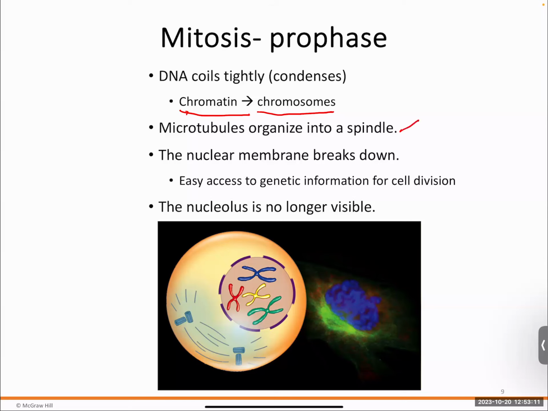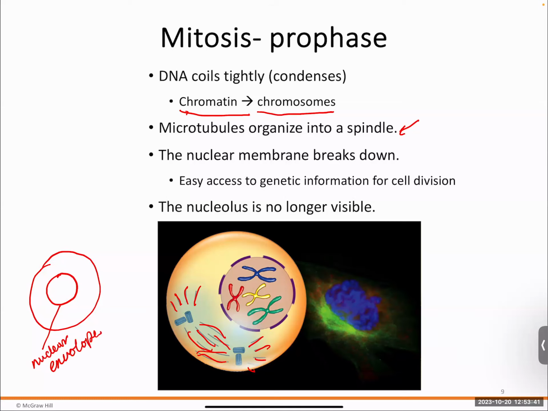Another thing that we see is the development of our spindles. So again, these lines that you see right here, these are our spindles that are being developed from our centrioles. And then another factor that you do want to note is that if you remember your cell, if this was my cell, this was my nucleus, and around the nucleus, I had my nuclear envelope, right?